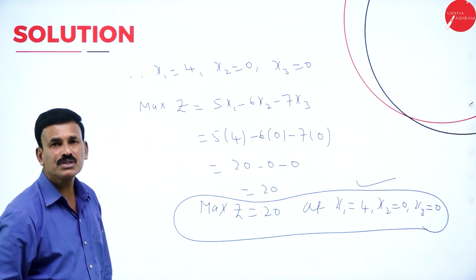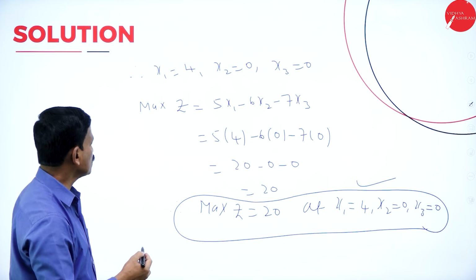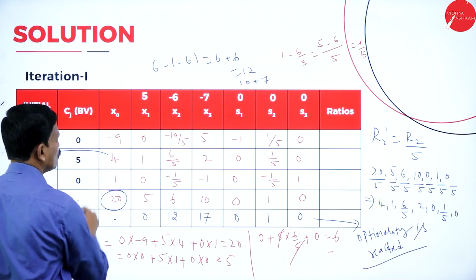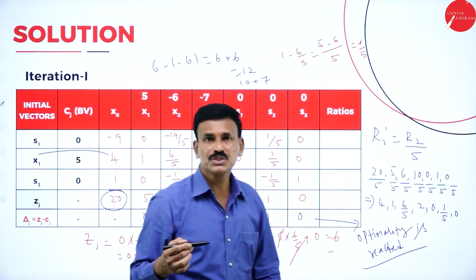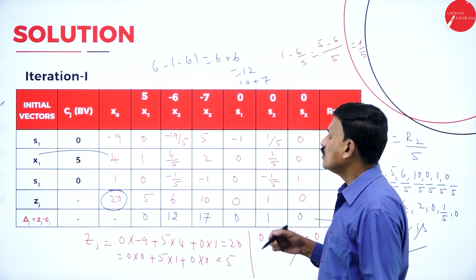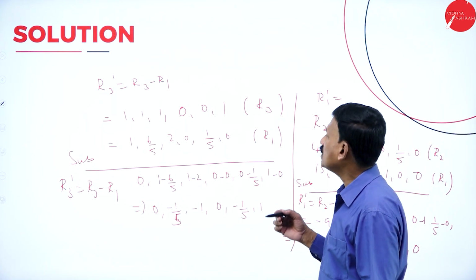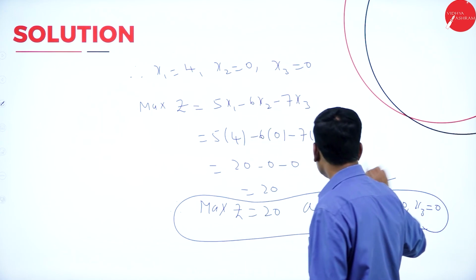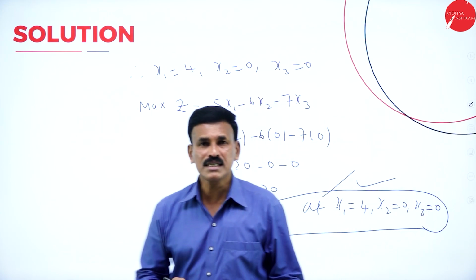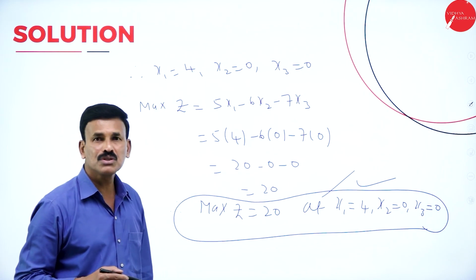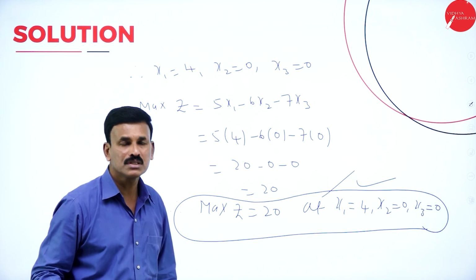This is how we are going to solve using the simplex method. So the maximum value is 20 at x1 is equal to 4 and x2 is equal to 0 and x3 is also equal to 0. So this is how we are going to solve a given linear programming problem by the simplex method. So the answer is max z is equal to 20 at x1 is equal to 4, x2 is equal to 0 and x3 is also equal to 0.